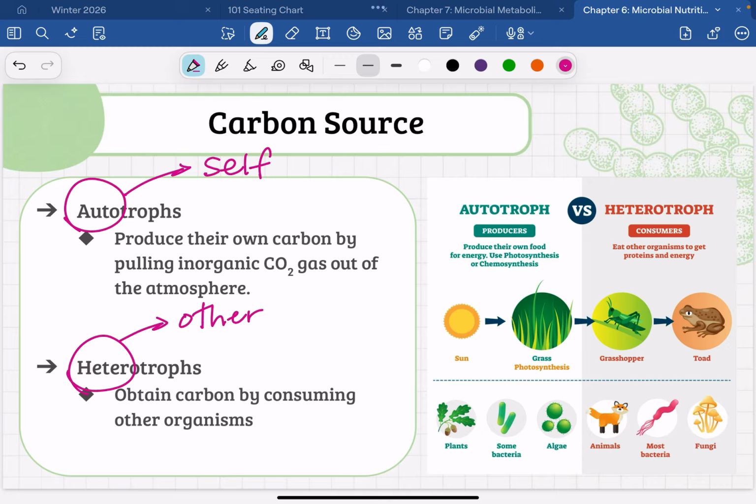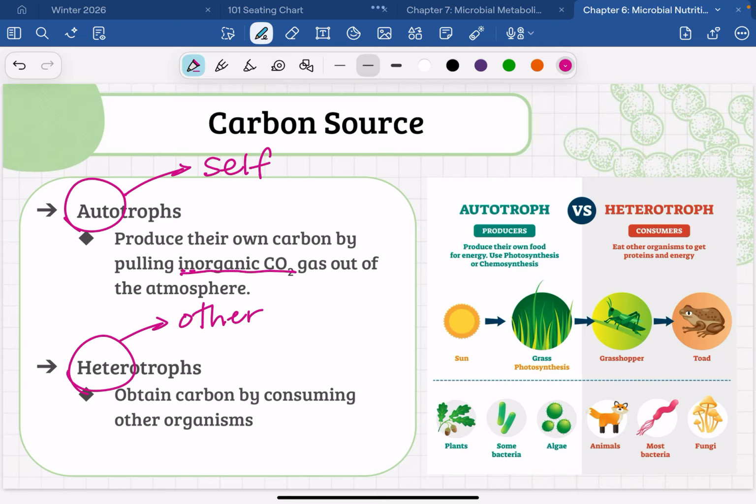So an autotroph is an organism that produces their own carbon. They are capable of making their own carbon, and the way that they're able to do this is they pull gaseous carbon dioxide. So carbon dioxide is what we call inorganic. It's a gas. It's floating in the air. Okay, but they can pull the carbon straight out of the atmosphere and form organic carbon from this inorganic substance.